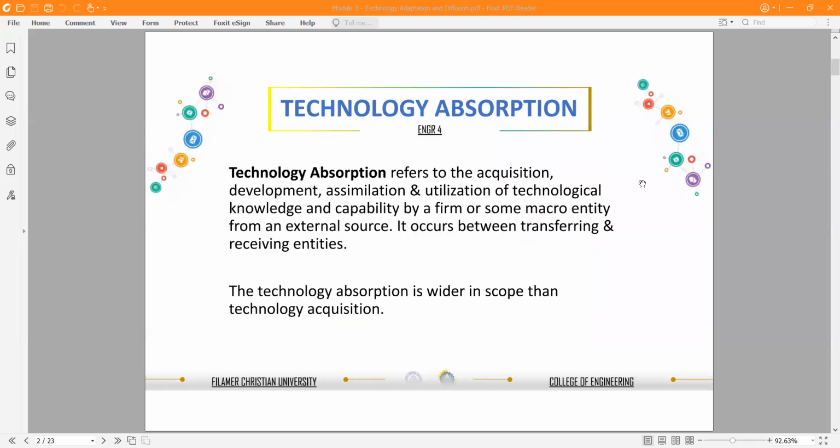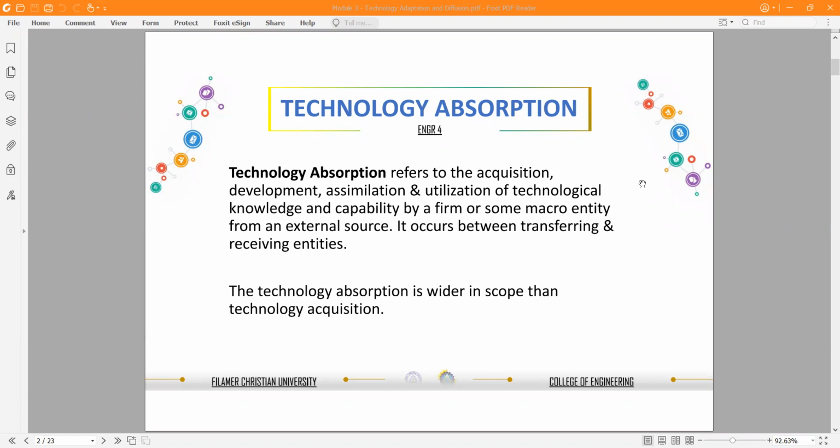Okay, so what is technology absorption? Ito muna yung titingnan natin. So in order to adapt, no? Okay. So technology absorption, so this refers to the acquisition, development, assimilation, and utilization of technological knowledge and capability by a firm, okay, or some macro entity from an external source. So this occurs between transferring and receiving entities. So that's what we call the technology absorption.